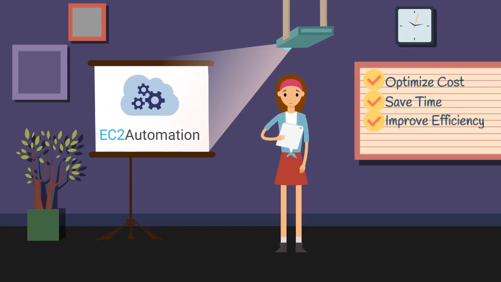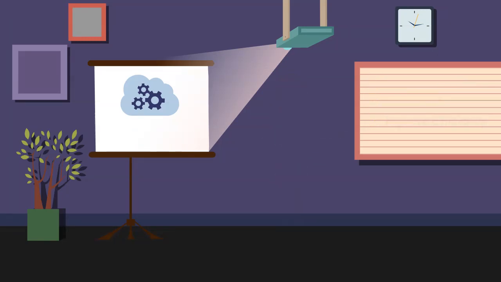With EC2 automation, not only can you implement cost optimization strategies for efficient resource utilization, but also automate manual and repeatable processes to minimize management overhead.